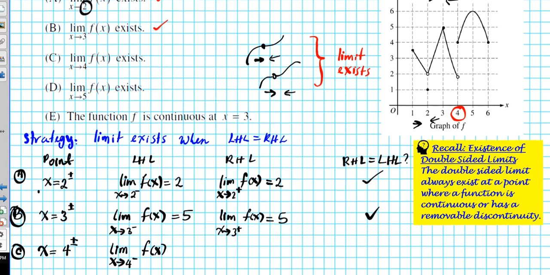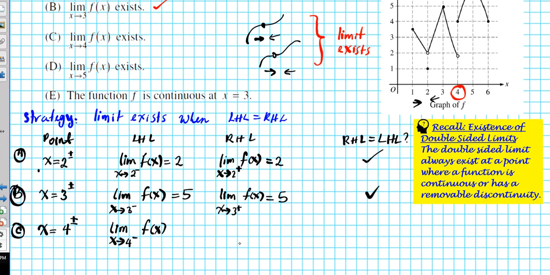So at x equals 4, coming from the left, what is the y value that the function is approaching? What is the y value of the point that the function is approaching? It's kind of like 1.9, right? A little bit below 2. So we have 1.9 for the left hand limit.